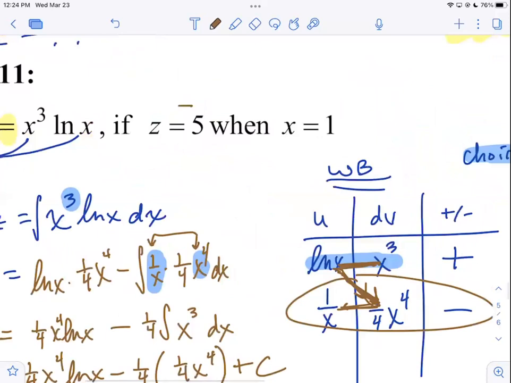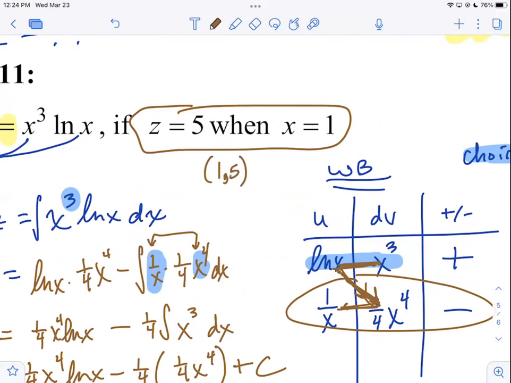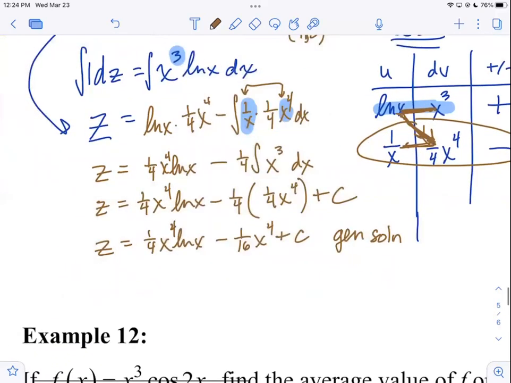Wow, this is a pretty intense problem. When x is 1, z is 5. So the ordered pair is 1, 5. I'm using z instead of y essentially. So now we'll say at 1, 5, colon. That's probably the easiest way to show it. You plug it in. Let's see what we get. And again, this should work out to something relatively nice.